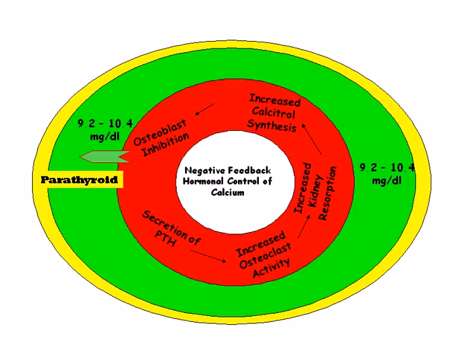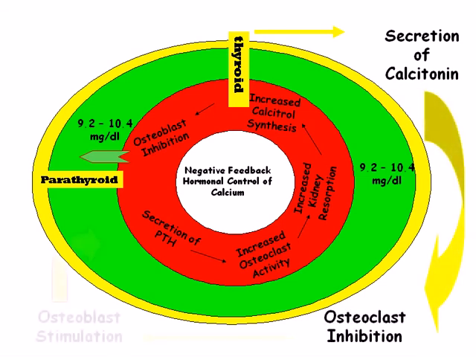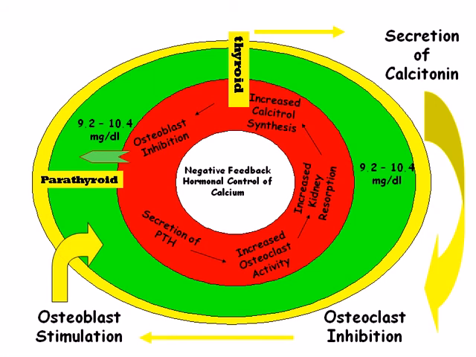More so in children, the thyroid gland is sensitive to high levels of calcium. When levels are high, the thyroid secretes calcitonin. Calcitonin has the effects of inhibiting osteoclast activity and stimulating osteoblast activity, thereby lowering calcium levels.